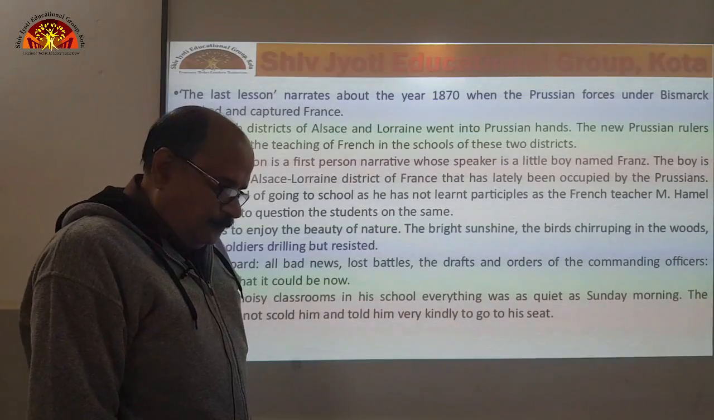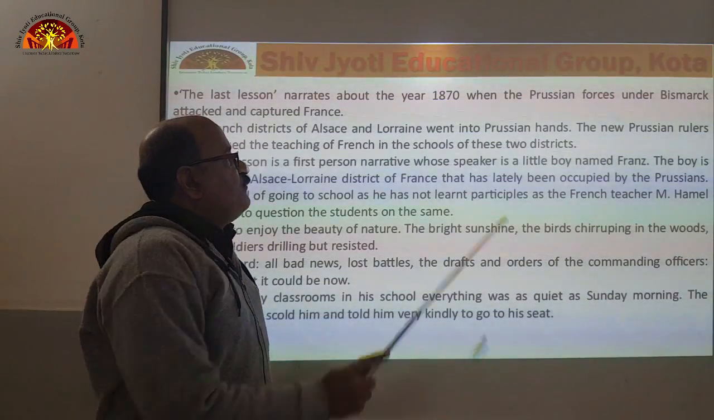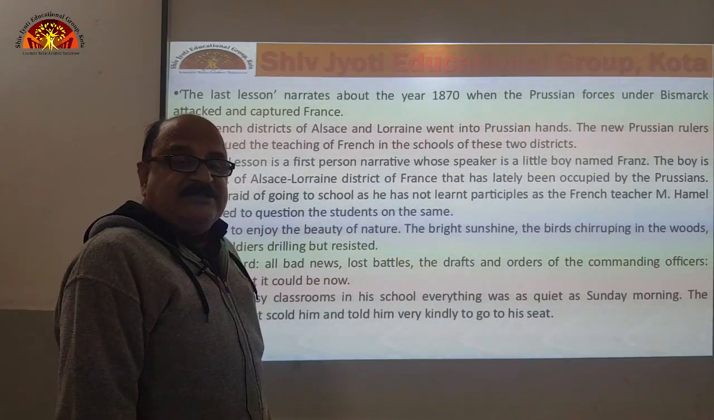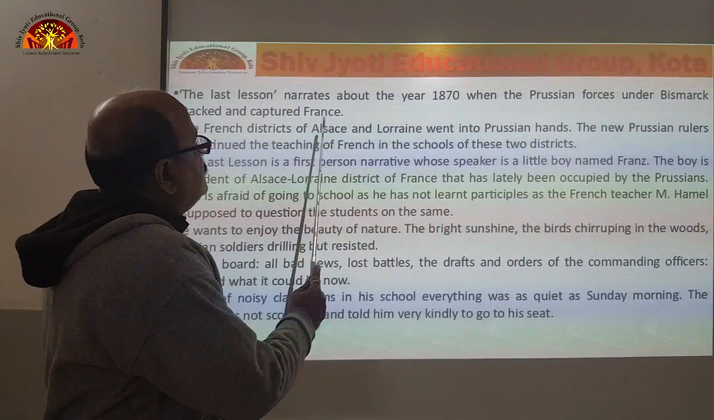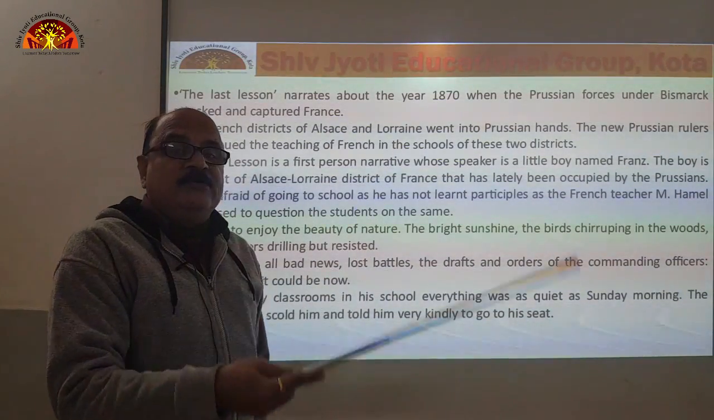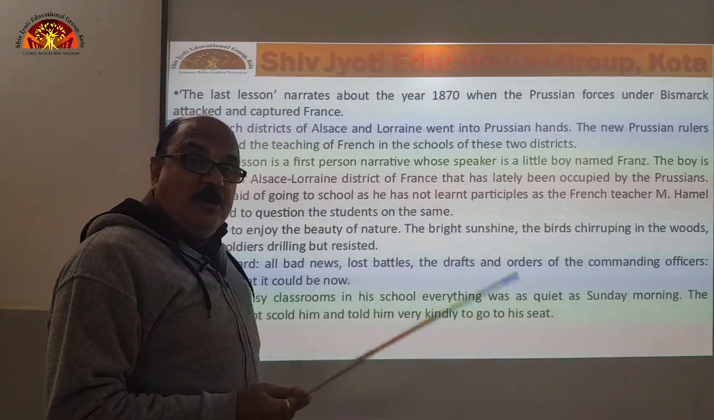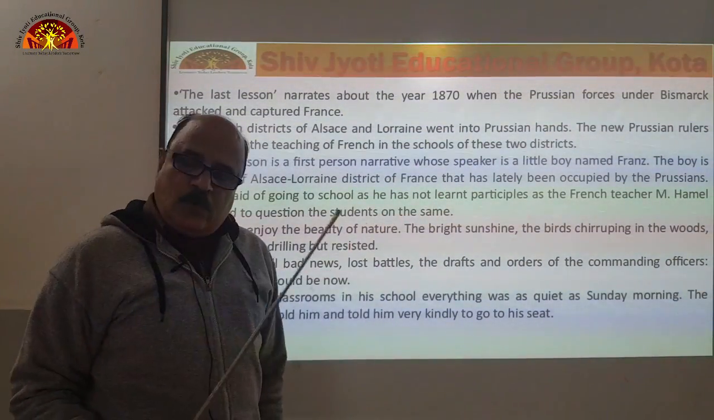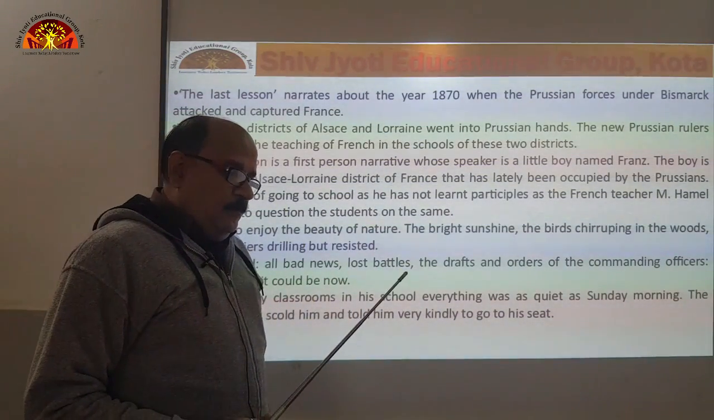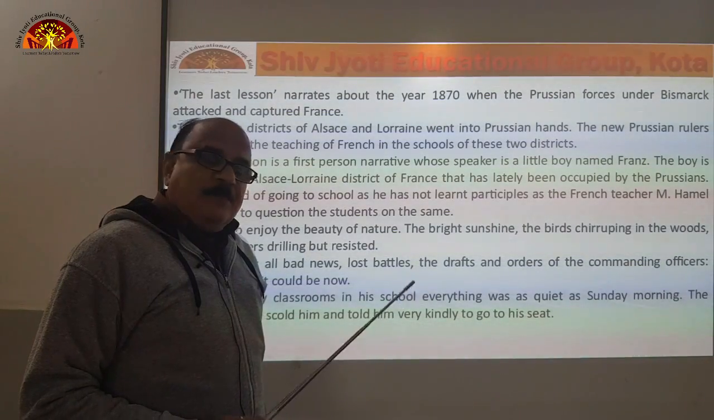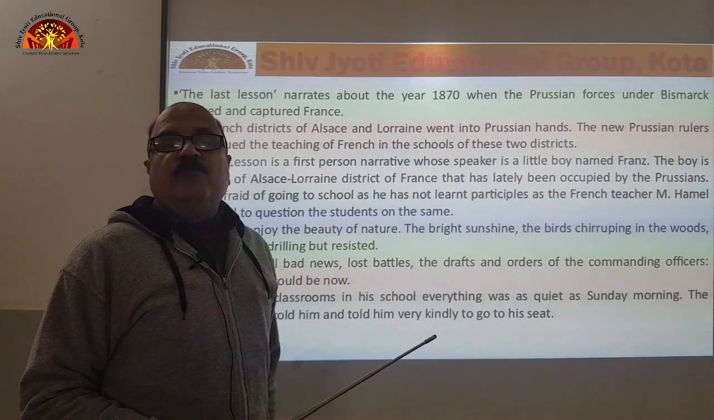Actually students, earlier, obviously, when these regions were free in France, the French language used to be taught. But now as these two regions, Alsace and Lorraine, have gone into the territory and rule of the government of Germany, means Prussia, they announced that from the very next day the French language would not be taught, but instead the German language would be taught.